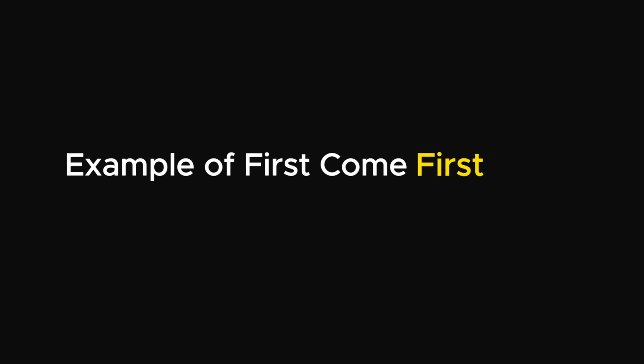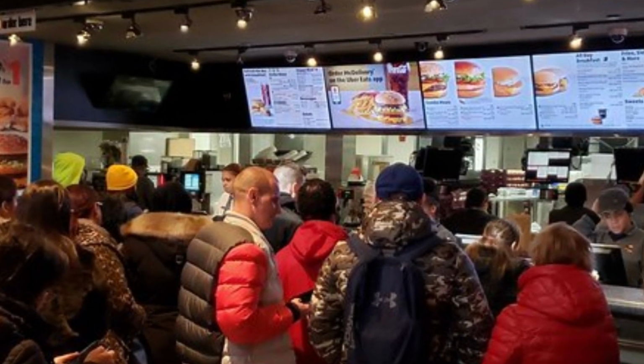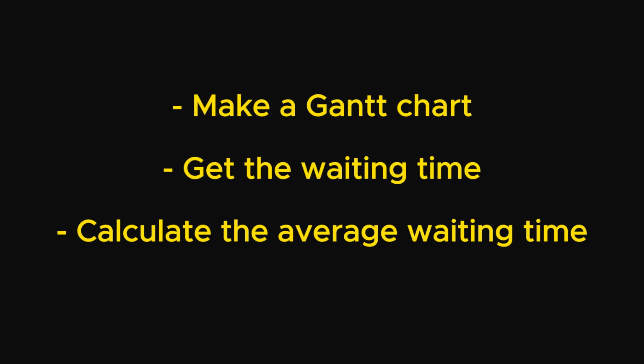An example of first come first serve in real life is waiting to be served at the restaurant. Customers line up at the counter and are served in the order in which they arrive at the restaurant. So let us make a Gantt chart, get the waiting time, and calculate the average waiting time for first come first serve.